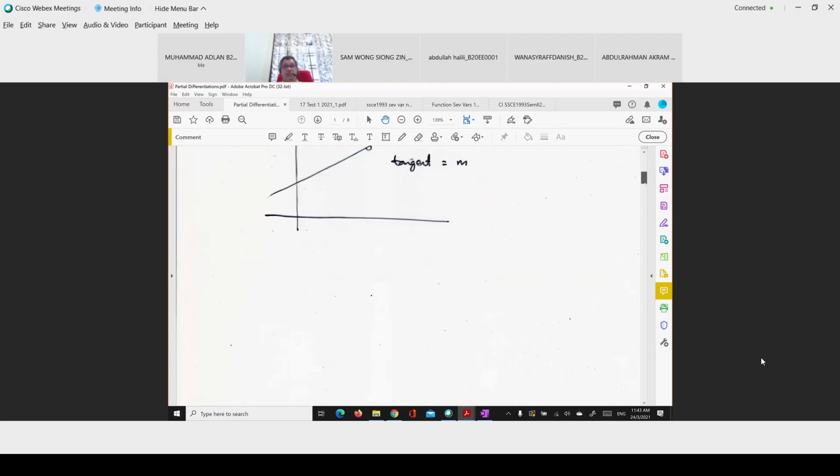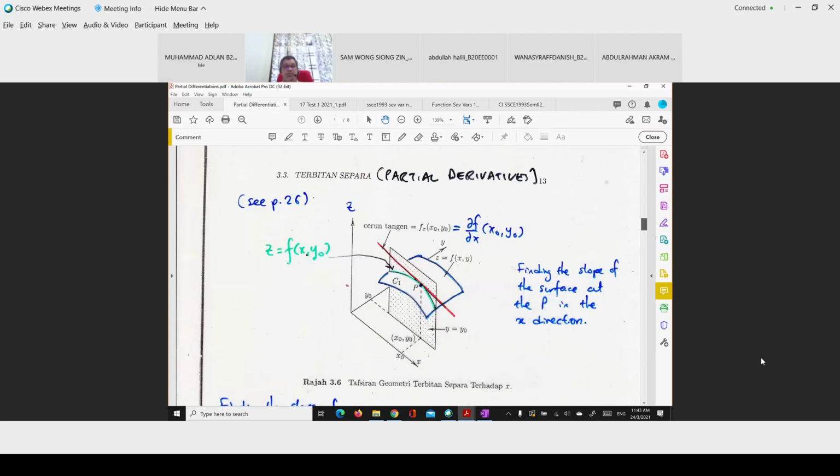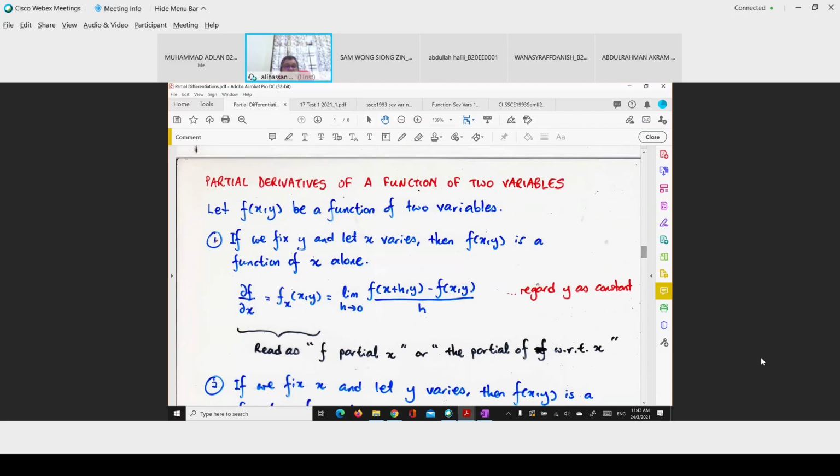Okay, so the formula is almost the same as for a function of a single variable. Here y does not vary, but x varies. You see here x plus h, and h tends to 0. So that means x varies, and we think of y as a constant. So this symbol, we read it as f partial x, or the partial of f with respect to x.